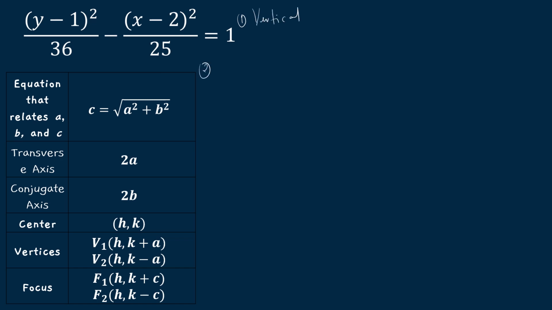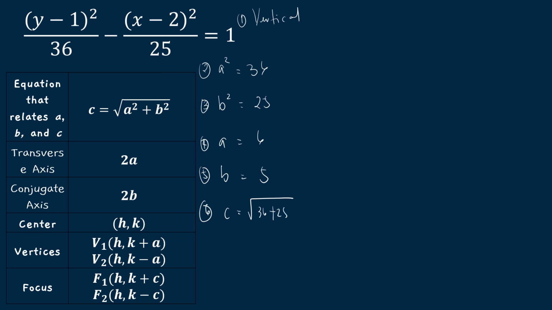Number 2, we can now have the values of a squared and b squared. Still, the denominator of the first term is your a squared, which is 36, and your b squared, which is 25. For number 4 and number 5, a and b are 6 and 5 respectively, and your number 6, letter C, is equal to the square root of 36 plus 25.